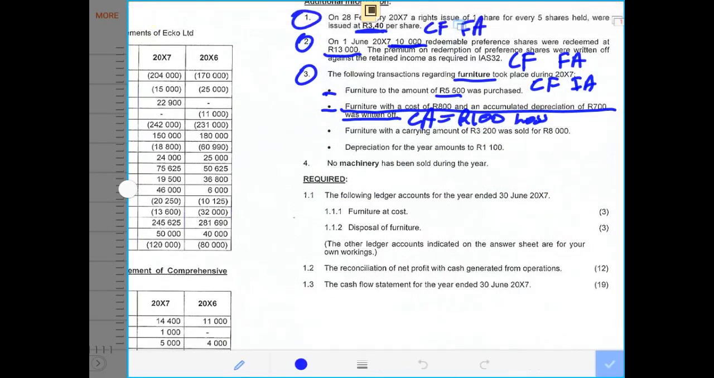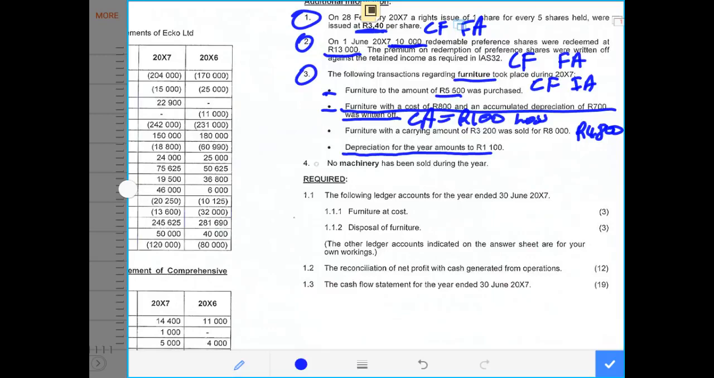Please take note of these amounts because they will be useful when we do the reconciliation note. The loss of 100 rand and the profit of 4,800 are very important. When we do the reconciliation, we need to take these amounts into consideration. Then they tell us that depreciation for the current year amounts to 1,100. Remember, this is the depreciation for the furniture for the current year, which was 1,100 rand.